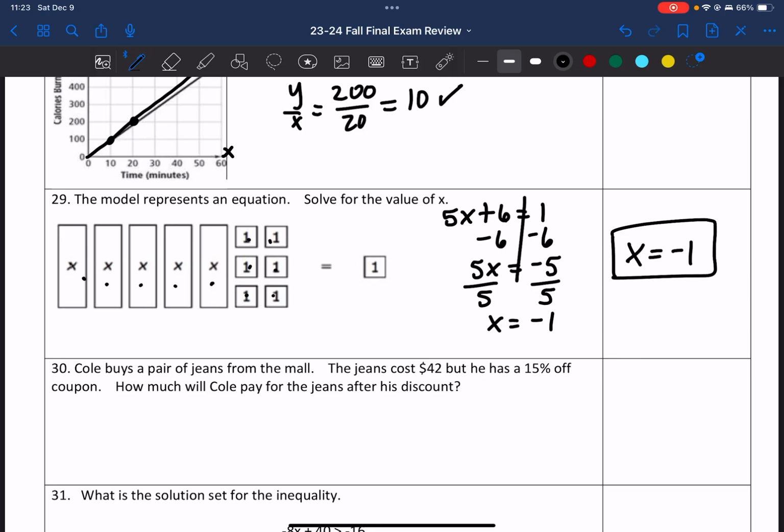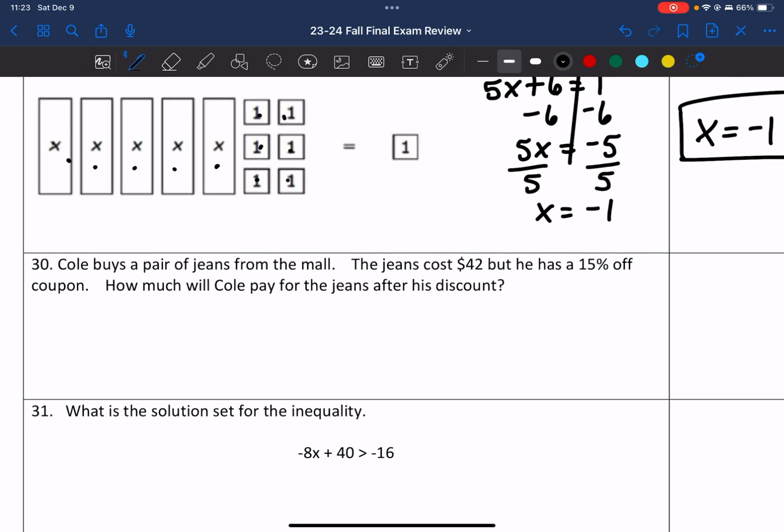Okay, that's our final answer. Let's go to number 30. Cole buys a pair of jeans from the mall. The jeans cost $42, but he has a 15% off coupon. Fun. I love these. So here, 42.